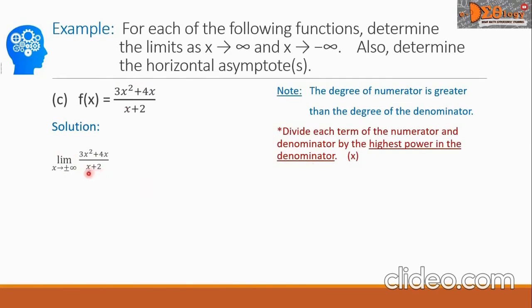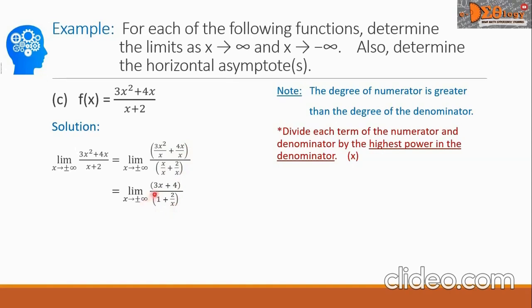In this case, the highest power is x. So this expression becomes like this. Let us simplify each term of the numerator and denominator. This 3x squared over x becomes 3x, plus 4x over x is simply 4, all over x over x is 1, plus 2 over x is simply the same.